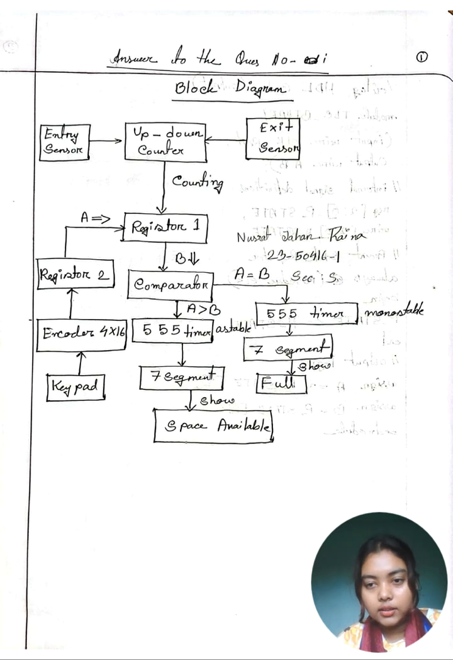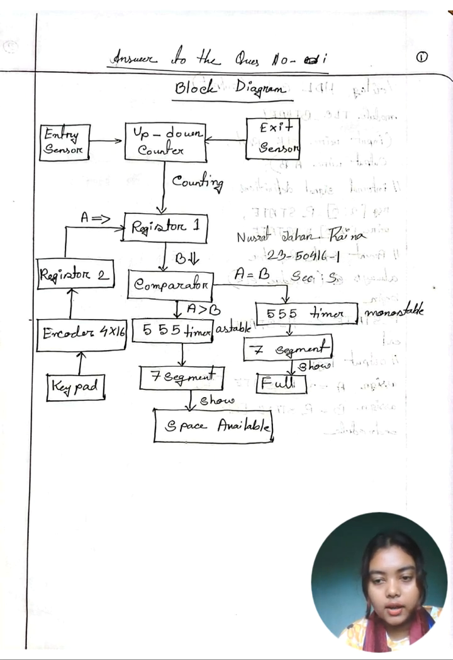If A greater than B, it triggers a 555 timer astable circuit which controls a 7-segment display labeled full. If A less than B, it triggers a circuit to show space available using a 7-segment display. If A equal to B, it triggers a 555 timer monostable circuit which also controls the full display.